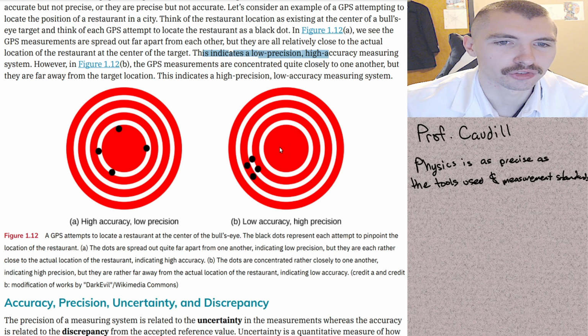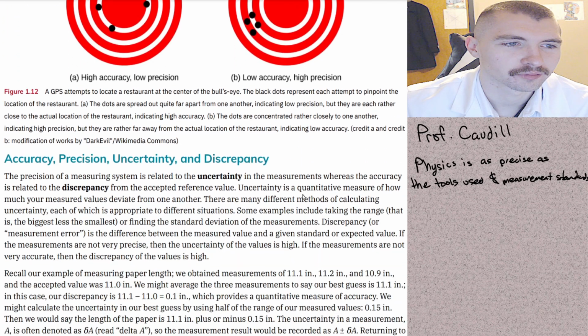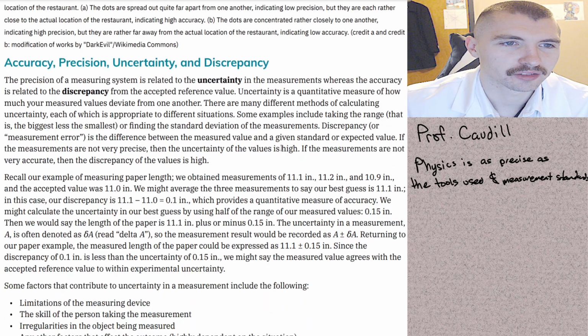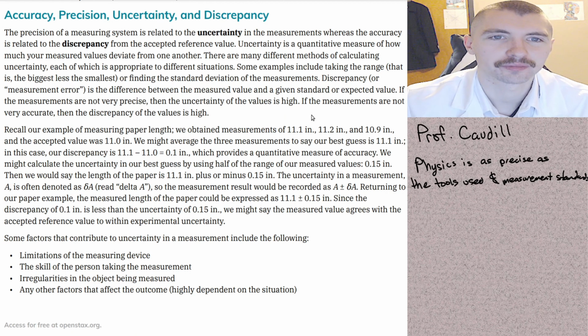So I guess the center is the true measurement. So high accuracy means you're getting an even spread around the true measurement. High precision means you're getting equidistant, I would say. Precision of measurement is related to uncertainty. Accuracy is related to discrepancy. The accepted reference value, that'd be our measurement standard, like for time, it's based on a cesium atom or something like that.